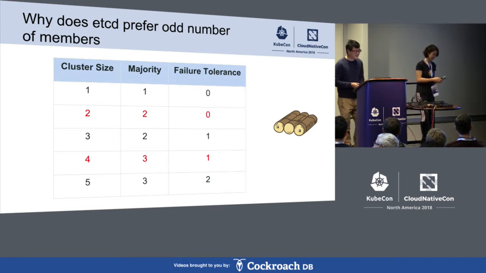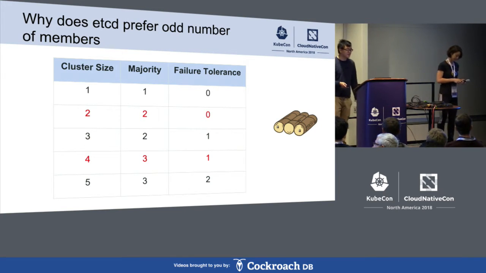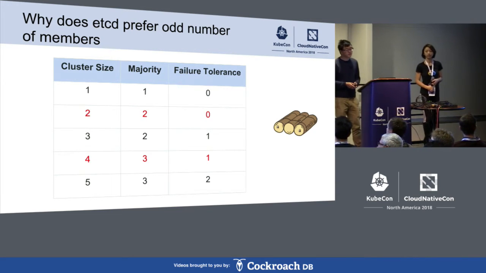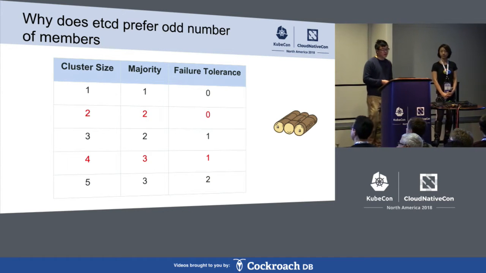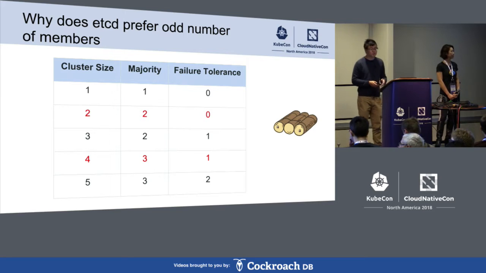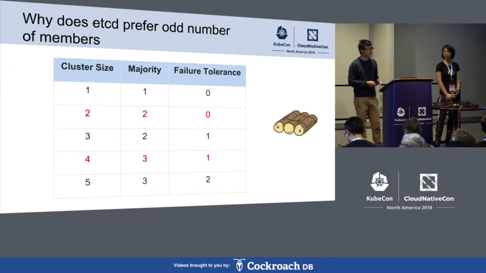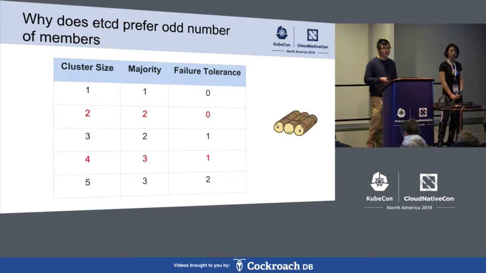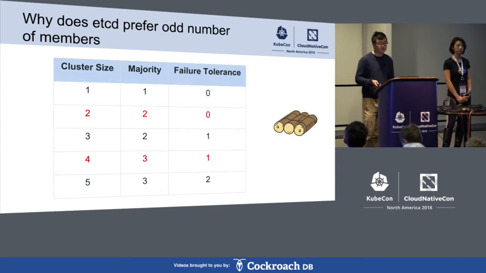Okay, the next question: why does etcd prefer an odd number of members? People usually add more members to an etcd cluster to increase its fault tolerance. If you look at this table, you will see that if you have an even number of nodes, the fault tolerance doesn't really increase. So that's why we always suggest people prefer an odd number of nodes. But if you want to run an even number, that's also fine. For reasons like wanting to scale up your read capability, you probably want to have an even number, but that won't help with failure tolerance.